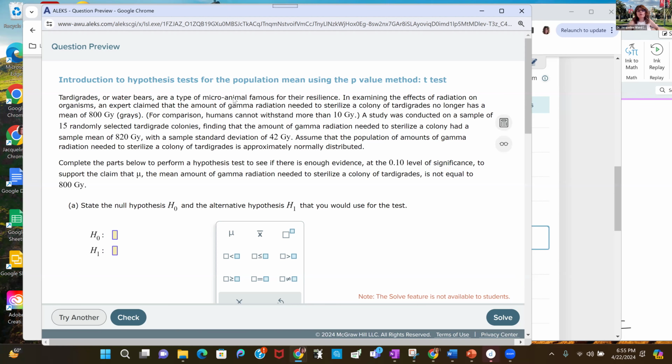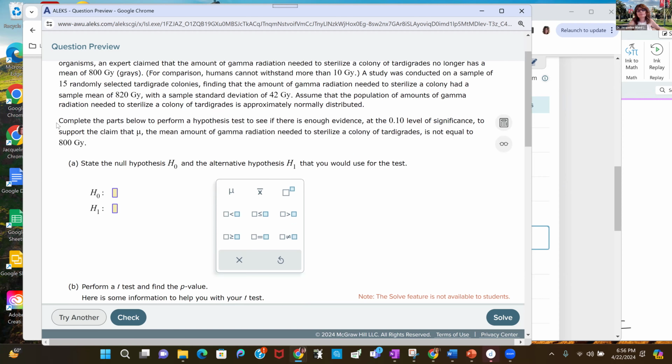Tardigrades or water bears are a type of micro animal famous for their resilience. In examining the effects of radiation on organisms, an expert claimed that the amount of gamma radiation needed to sterilize a colony of tardigrades no longer has a mean of 800 grays. Right? And sometimes I just jump and look at the question here. Is there enough evidence at the 10% level to support the claim that the mean is not equal to 800 grays? So the null is that mu equals 800, and the alternative is that it does not.